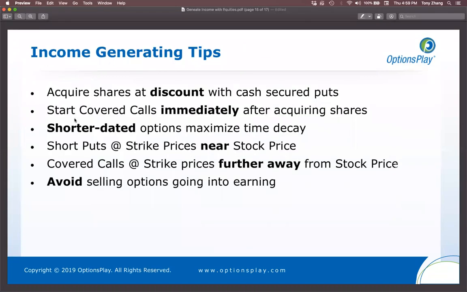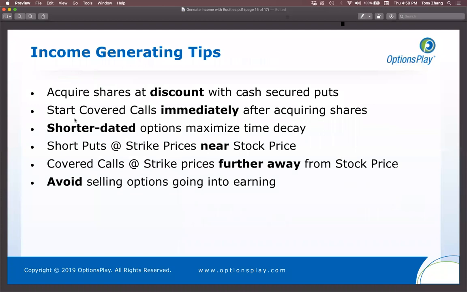Great. So just to wrap up what we discussed here today, number 1, you want to acquire shares at a discount using cash secured puts. Even if you don't end up acquiring those shares, it generates a fair amount of yield on the cash that you're putting aside to try to acquire those shares. And then once you own those shares, you must start selling covered calls immediately.